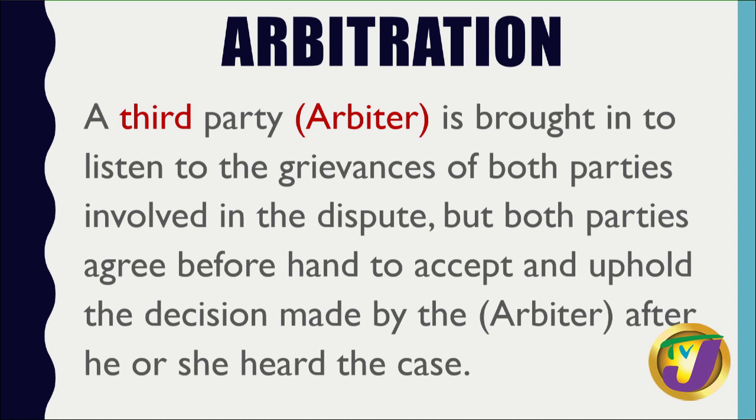So let's move on to arbitration. Arbitration is the second strategy that we can use to attempt to resolve conflicts. And this is where we have a third party again, but this third party we call an arbiter. This arbiter's responsibility is to bring both parties together. So it's a third party which is brought in to listen to the grievances of both parties involved in the dispute. And both parties agree beforehand to accept and uphold the decisions made by the arbiter after he or she listens to the case.